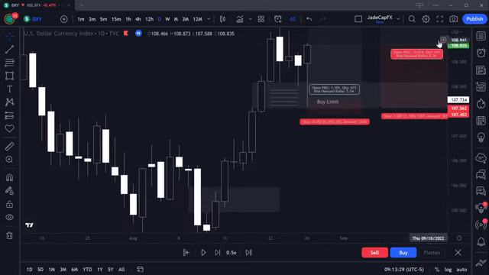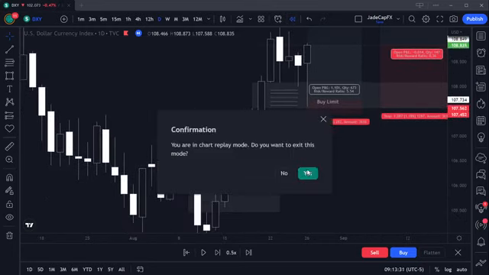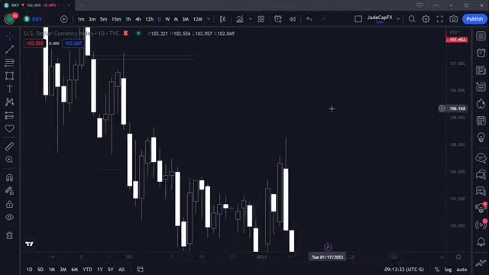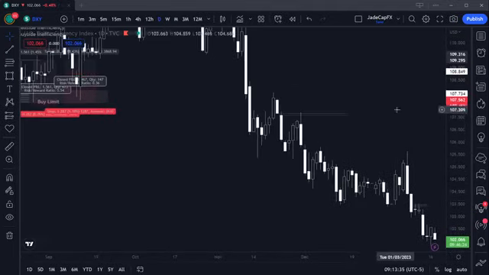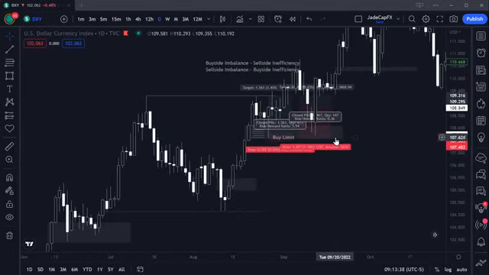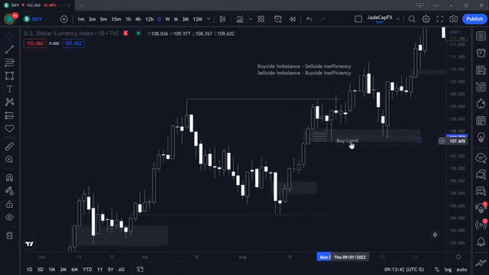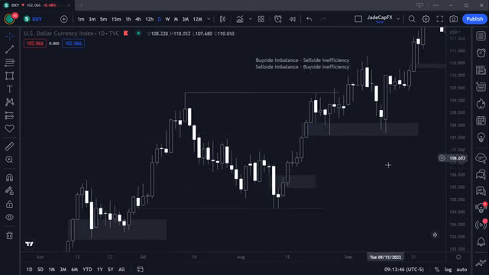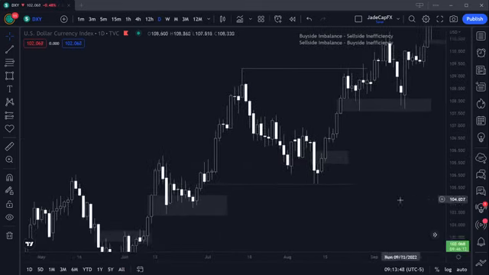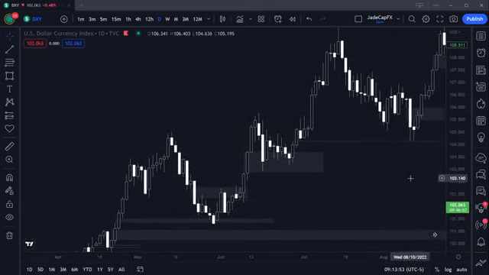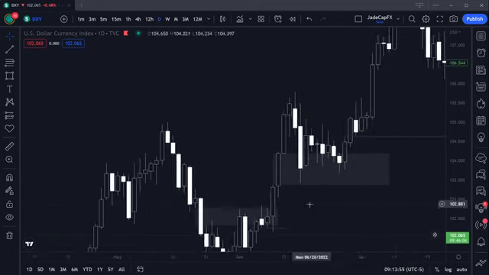So I'm going to take off the replay mode and we're going to find inefficiencies in the market, right? So let's delete these. Right. So we're going to find buy side inefficiencies or sell side inefficiencies. Right. So this is another example.